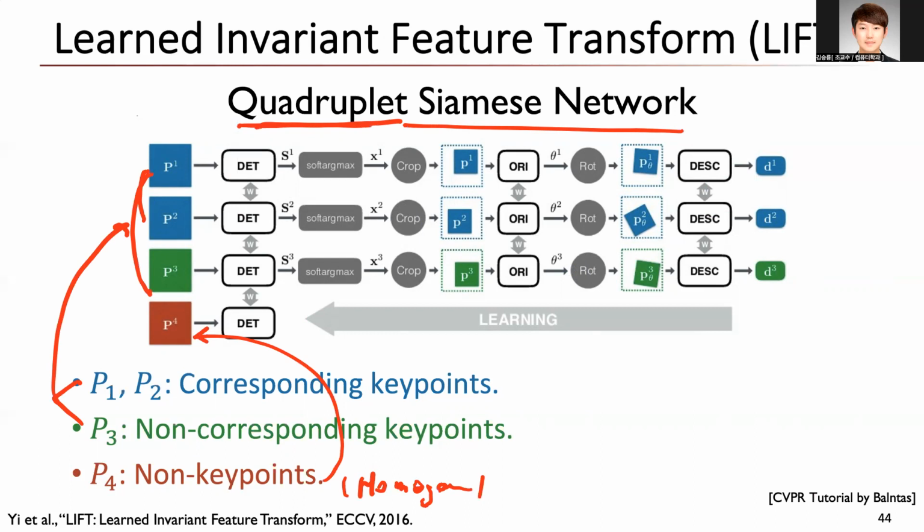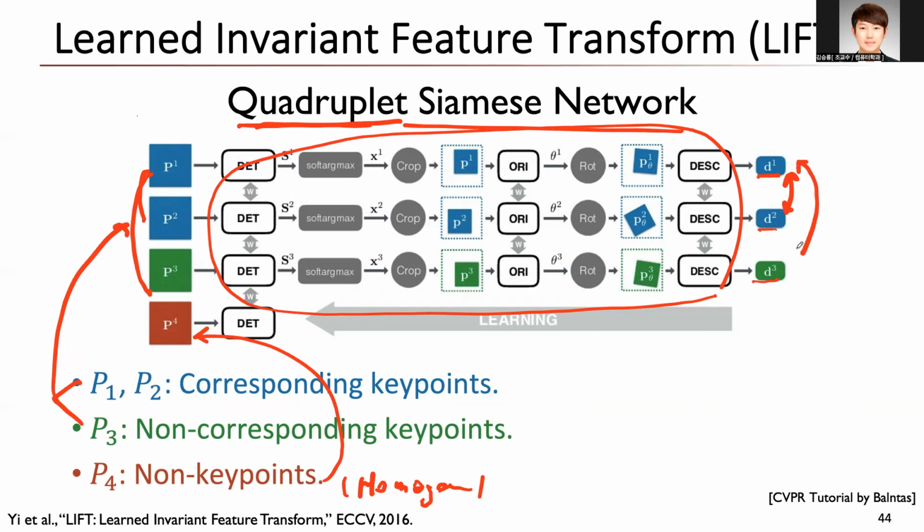Then they describe the feature vector sequentially through the proposed LIFT network, and train the model to maximize the similarity between P1 and P2 and minimize the similarity between P1 and P3. So this is the learning pipeline in the LIFT paper. We will skip the network architecture, detector, and orientation estimation, DeepDesc.